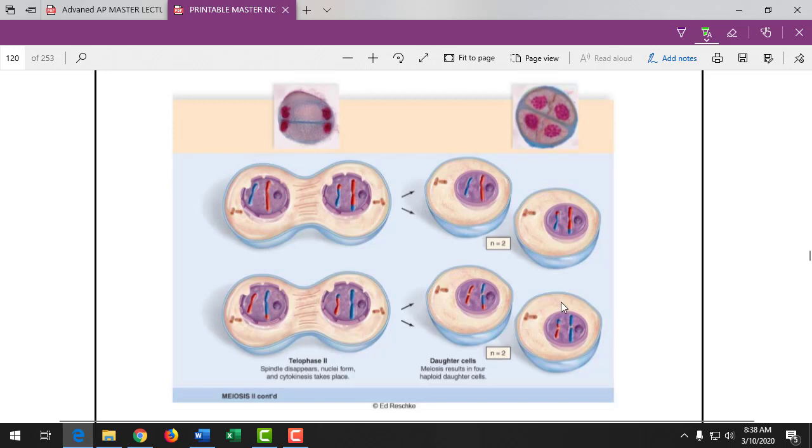So we have 4 genetically distinct cells. Because of that crossing over and independent assortment, you can see that each cell here at the end of meiosis is not the same as the others, right? They're all a little different. And we talked about how amazing it is that brothers and sisters look so similar when there's such genetic variation among sperm and egg.